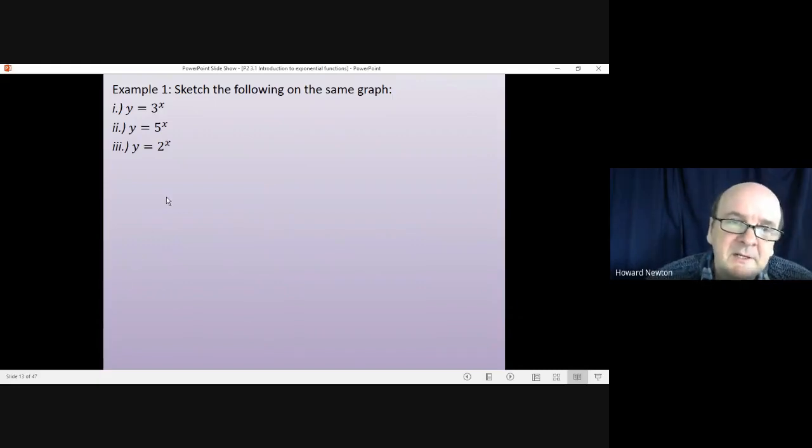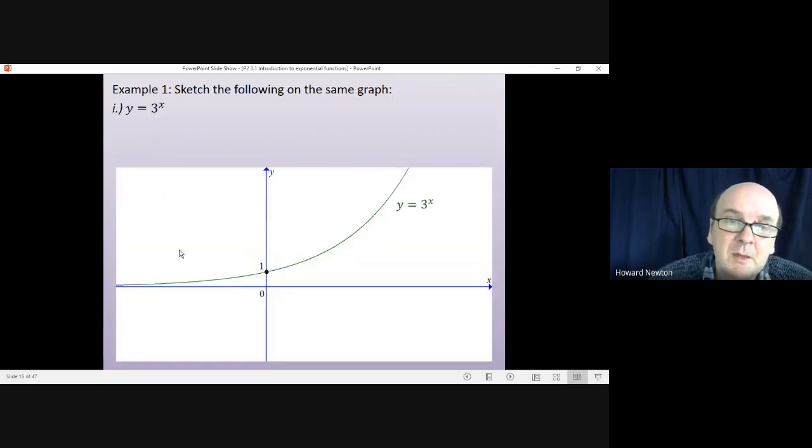Okay, let's have a look. So y equals 3 to the x. Well, it doesn't matter what the number is, they all have the same general shape. y equals a to the x always goes through 1, always gets bigger, and then always gets smaller as you tend towards minus infinity. So y equals 3 to the x would look something like that.